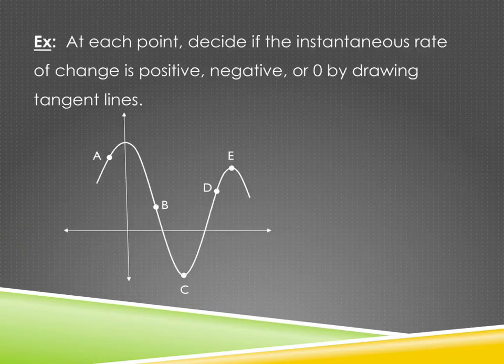Okay. Here's my graph. I'm actually going to draw some tangent lines so you have an idea of what's going on here. This just says at each point decide if the instantaneous rate of change is positive, negative, or zero, and it says by drawing tangent lines. So we're going to make our decision by drawing tangent lines. When I draw a tangent line and you draw a tangent line, they should look pretty close, but they may not be precisely accurate because we're approximating them to some degree.